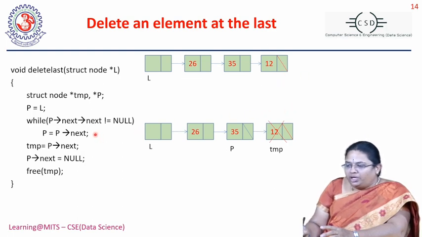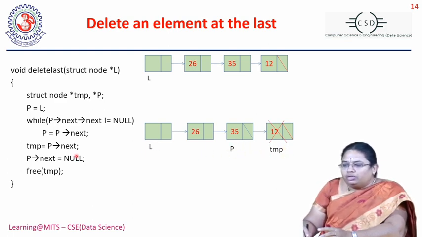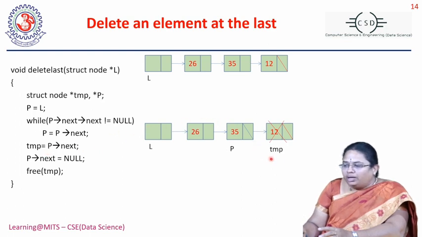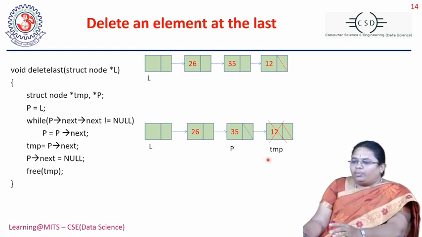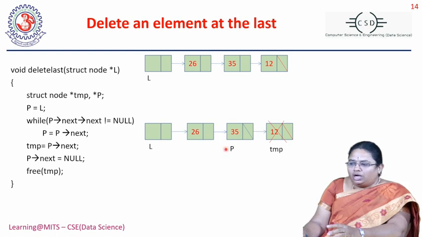35 is p. The next node to p is the node to be deleted, that I am assigning the name temp equal to p next. So this is the node to be deleted, temp, and then I am making the next field of p null. I am cutting this link, so p next is equal to null, and later on I am freeing this temp cell. This is the way we perform deletion at the last position.